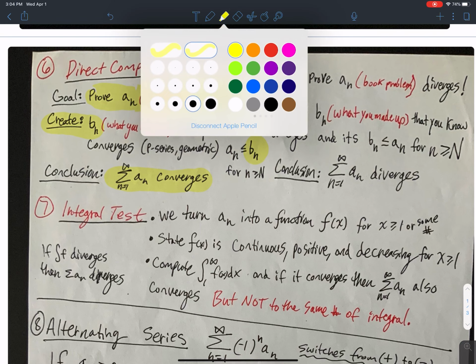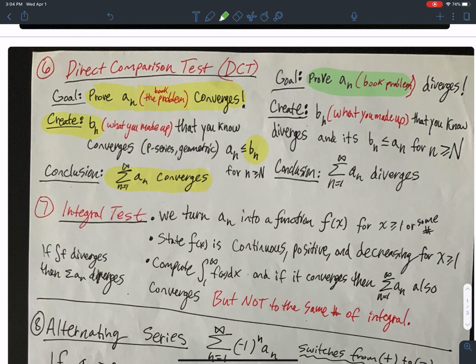Now, very different is if you're trying to prove a_n diverges. If you're trying to show that a series diverges, you need to create some b_n such that the b_n is smaller than the a_n, but b_n diverges. And if b_n diverges and it's smaller than a_n, then that forces your a_n series to diverge. So you have to make sure that you create some b_n that diverges and is smaller than the a_n's, and then therefore it pushes your a_n up.